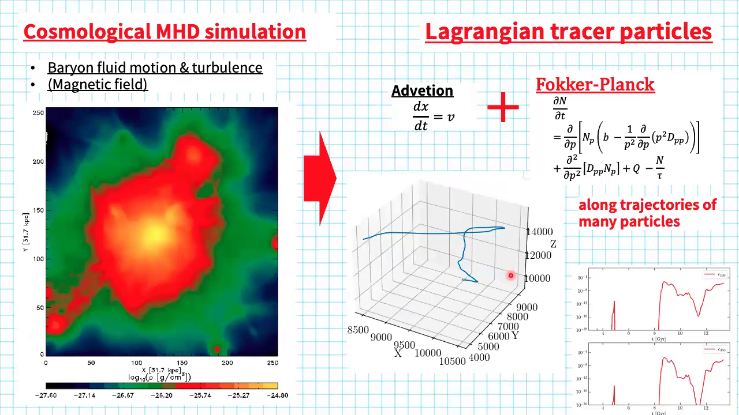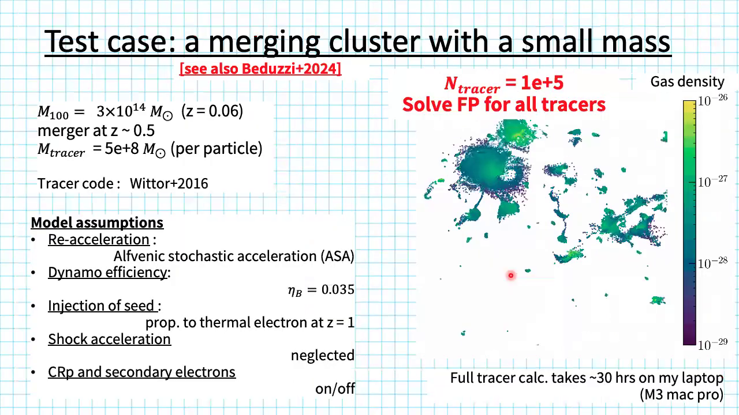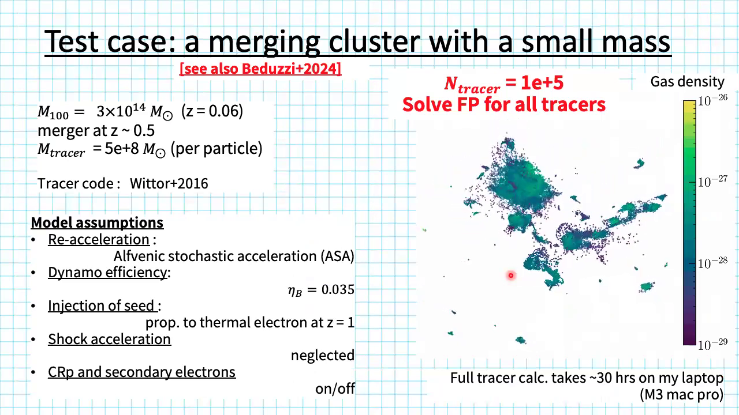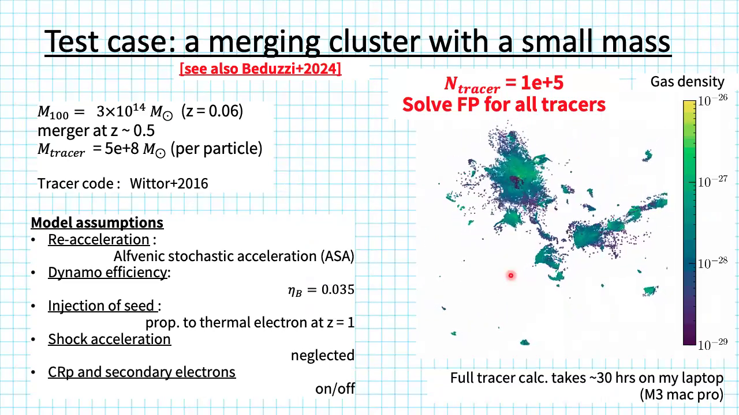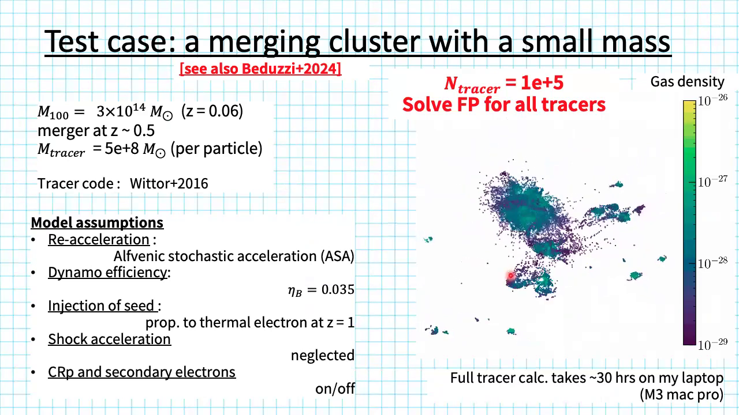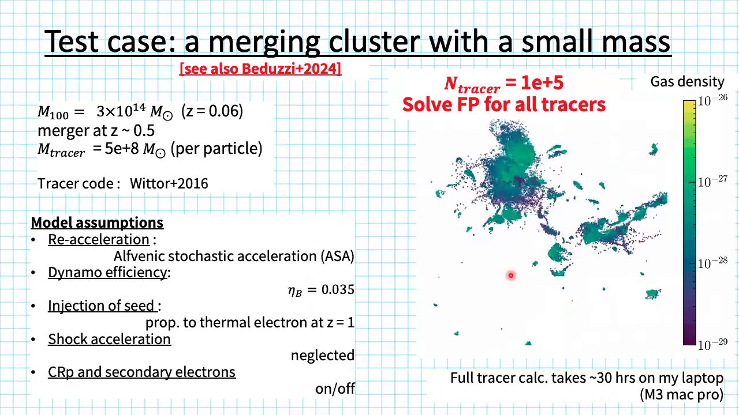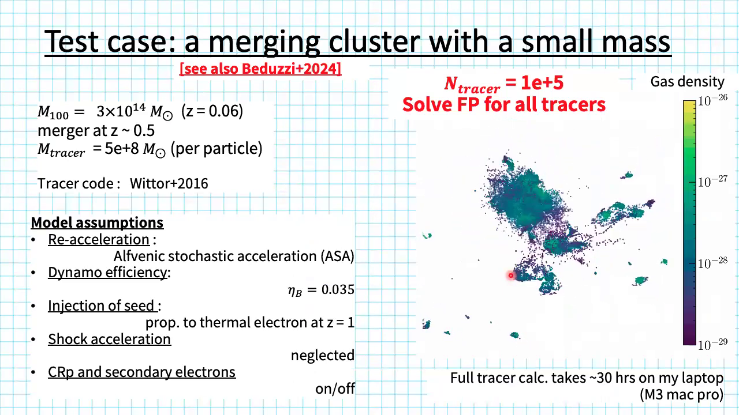So we use a high resolution MHD simulation, and as a post-process, we calculate tracer particles inside those galaxy clusters. These particles follow the velocity field of baryonic matter inside galaxy clusters. Along this trajectory, we solve the Fokker-Planck equation, so we solve the spectral evolution of cosmic rays along the trajectory. This is an example of the tracers simulated in the MHD simulation, and shown are 10 to the 5 tracer particles. We solve the Fokker-Planck equation for all those tracers, so this calculation is very heavy and very big.